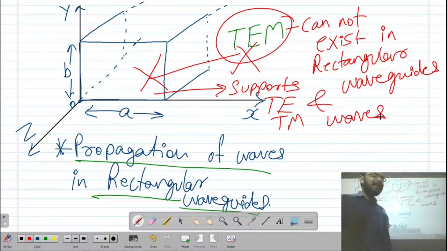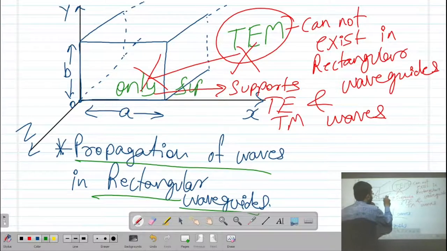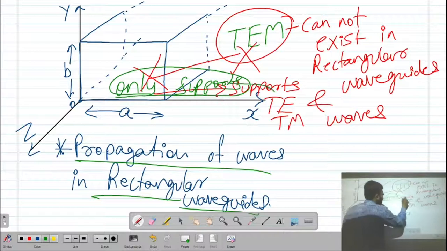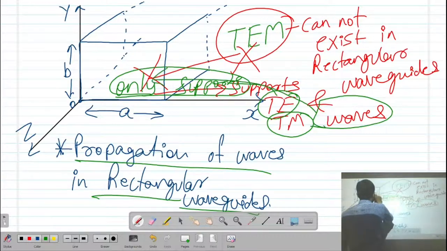Rectangular waveguides only support, remember this word, only support transverse electric and transverse magnetic waves. So, if you want to pass information using these waveguides, then you need a signal with transverse electric mode or transverse magnetic mode, right?